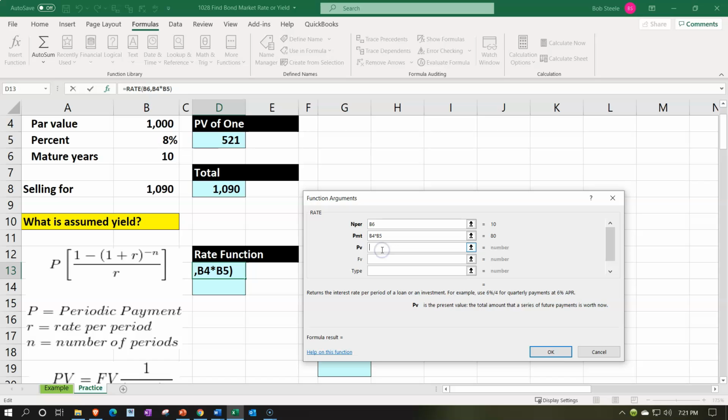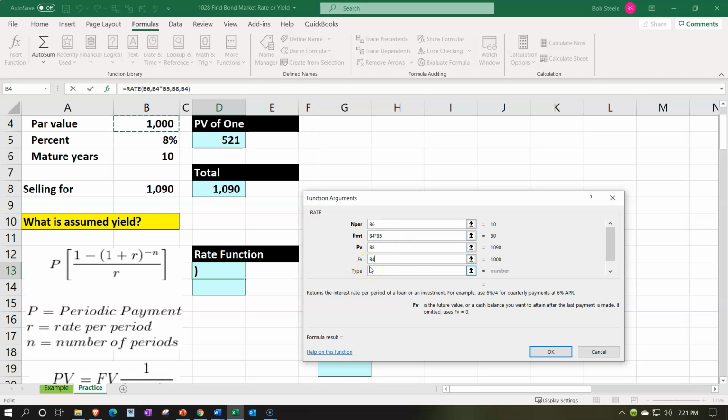And then the present value, the total amount that the series of future payments is worth. And here we're saying it's that 1,090, which is a little tricky because that's not really the present value of the annuity, but the present value of the annuity and the present value of 1. But we're going to take care of that present value of 1 with this component, the future value. That's going to be this $1,000. So that's taking care of the two components here.